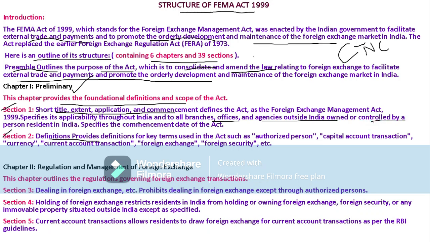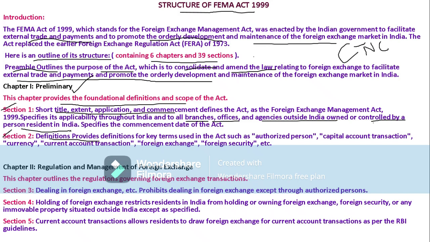Okay, so what is the title? FEMA, Foreign Exchange Management Act. To what extent and to whom will the act be applicable? The whole of India, persons living in India, along with Jammu and Kashmir also. Along with that, it applies not only to persons but also to the branches, offices, agencies outside India, but those outside branches and offices should be controlled and owned by PRIs, persons who are residents in India. Then only this act will be applicable.